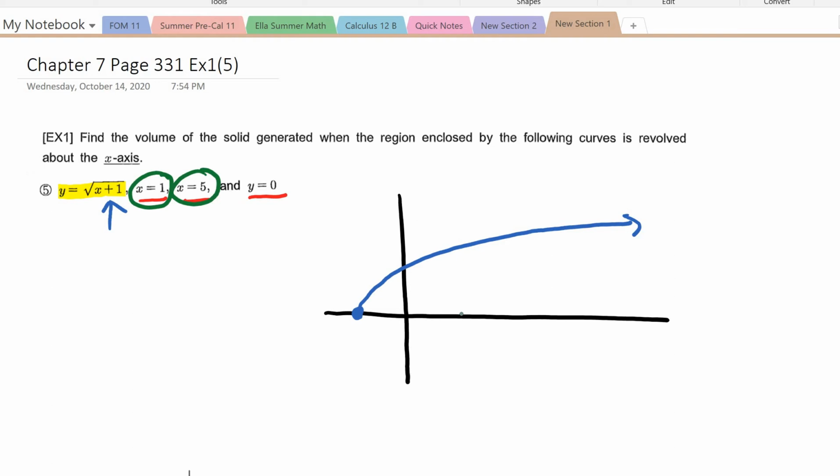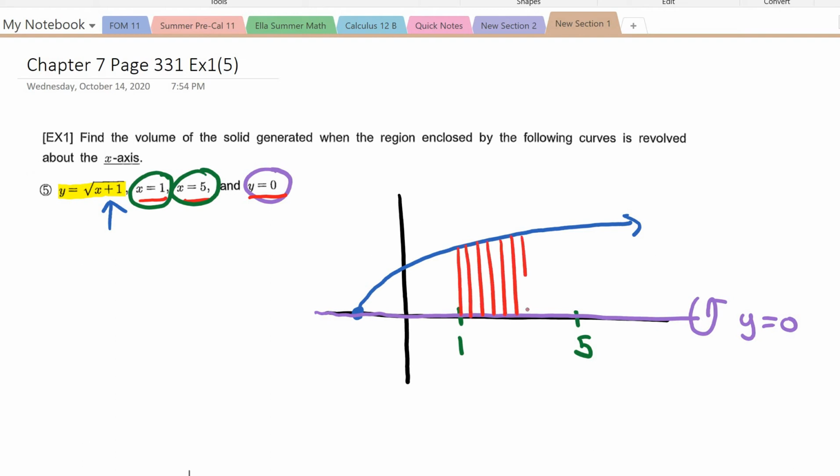So here's 1 and here is 5. And y equals 0 is just this horizontal line in purple. That's just a reminder that we're going to rotate this around the x-axis. Now the area being generated between 1 and 5 is this region right here. Once again, that shaded region enclosed by these curves is going to be rotated around the x-axis, and then a solid will be formed, and we need to find the volume of that solid.